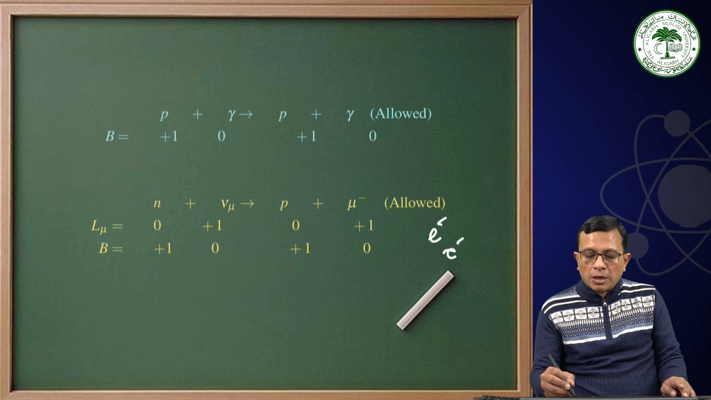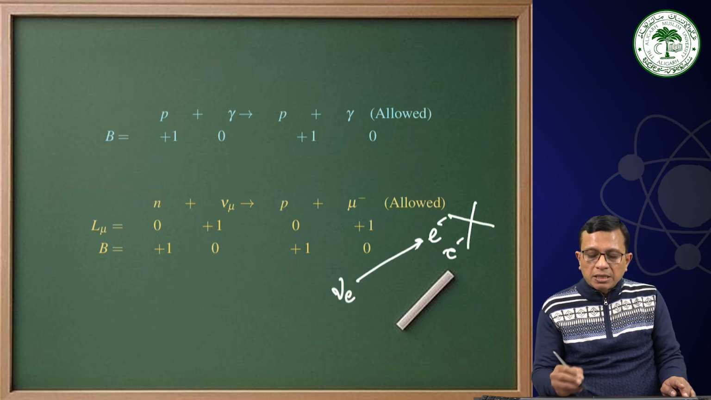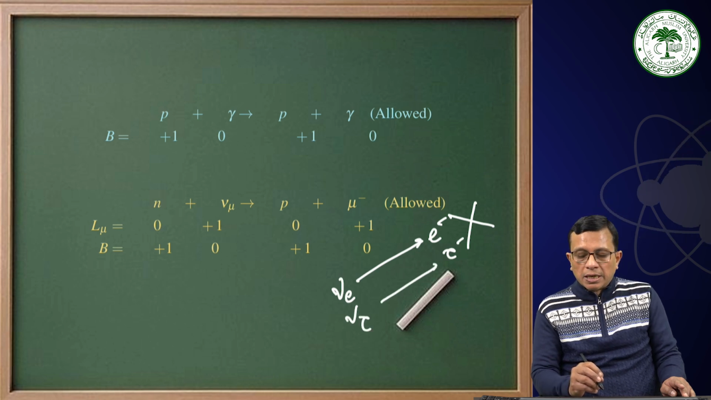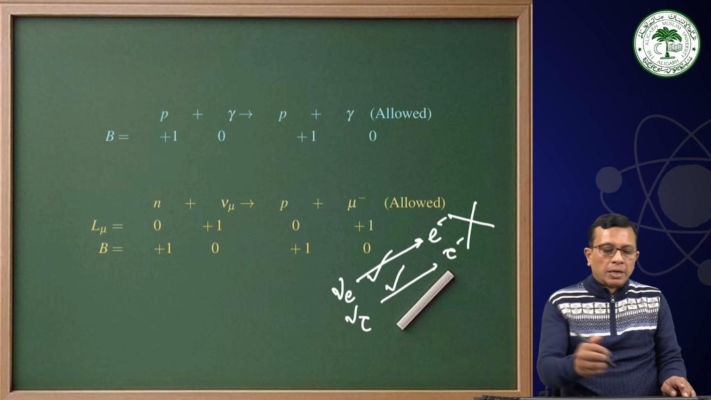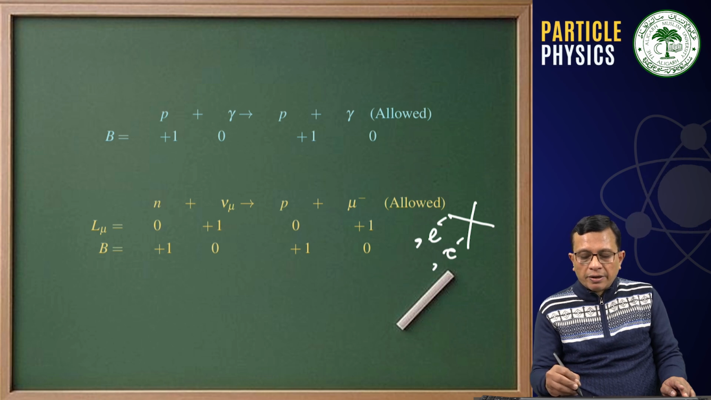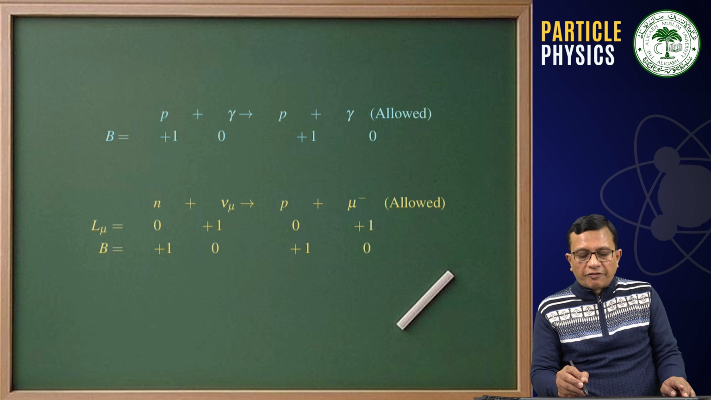These are not allowed, because then we would need nu e in the initial state for e minus, or nu tau in the initial state for tau minus. Only then will we be able to conserve electron lepton number and tauon lepton number, as these are obeyed individually. And you can see that we have a proton and a mu minus in the final state.